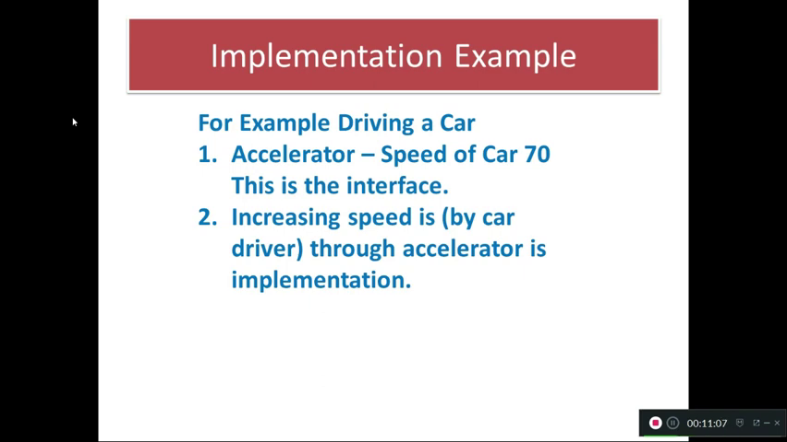Another example for implementation. Assume that you are driving a car. In a car, the accelerator and the speed of the car, 70. This is the interface. If you want to speed up, the speed should be increased with the help of the accelerator. I raise the accelerator and the car should be at 70 km speed. So this is the interface. Increasing the speed by the car driver through the accelerator is the implementation. Like this, any action can be implemented with a simple object. Once again I repeat, in a car, raising the speed through the accelerator is the interface. Here the object means car.